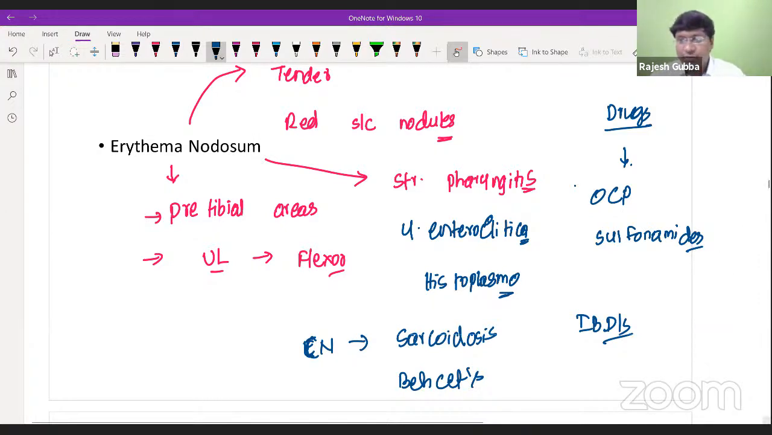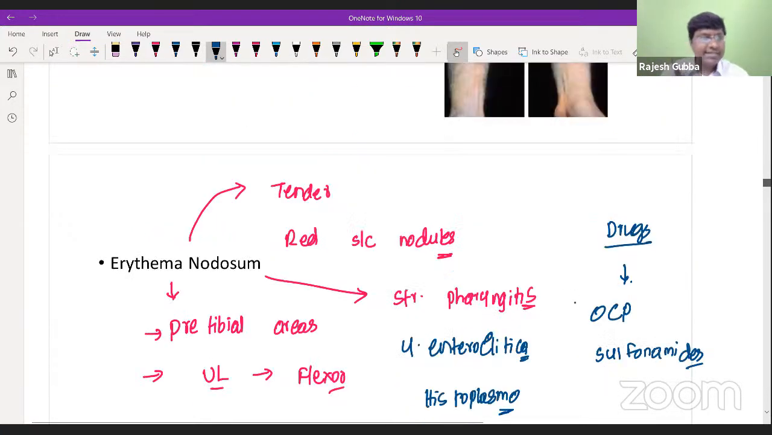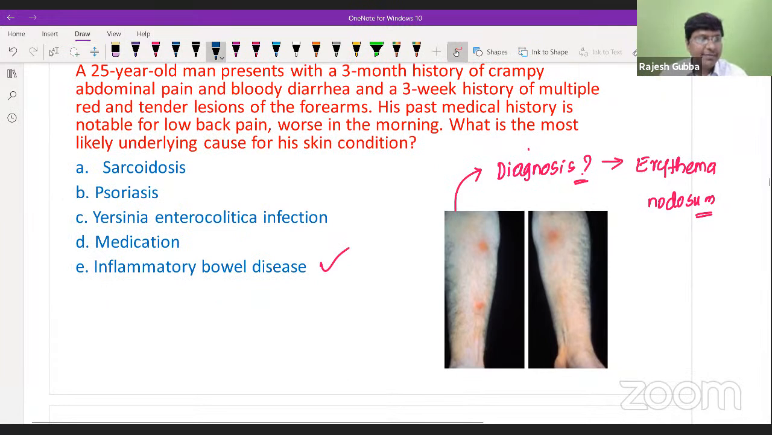Now, you see, actually you have all these in the options. All these conditions you have in your options. But why did you select inflammatory bowel disease? Anyone, please? All of these are there in your options, but why did you select inflammatory bowel disease? Because this particular patient has a history of crampy abdominal pain, and this patient has a history of bloody diarrhea, right? This is the reason you have to confirm the diagnosis as inflammatory bowel disease.